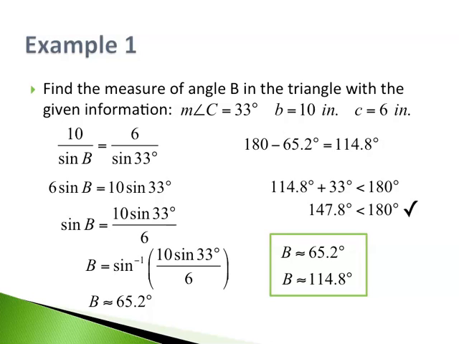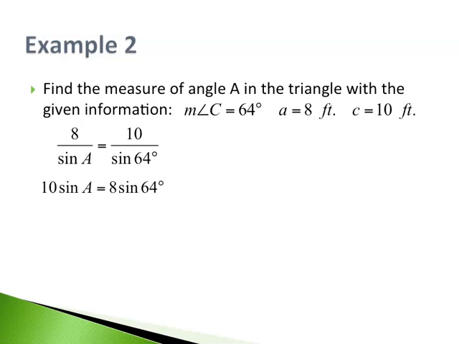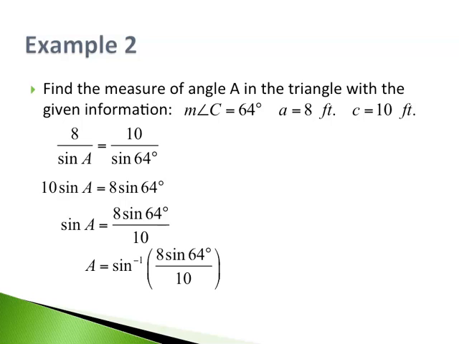Let's do another example. Find the measure of angle A in the triangle with the given information. Angle C is 64, a is 8, and c is 10. Again, let's start by using law of sines to solve. So 8 over sine of A equals 10 over sine of 64. Cross multiply. Get sine of A by itself. And then we're going to solve for angle A by taking sine inverse. And this comes out to be about 46 degrees.